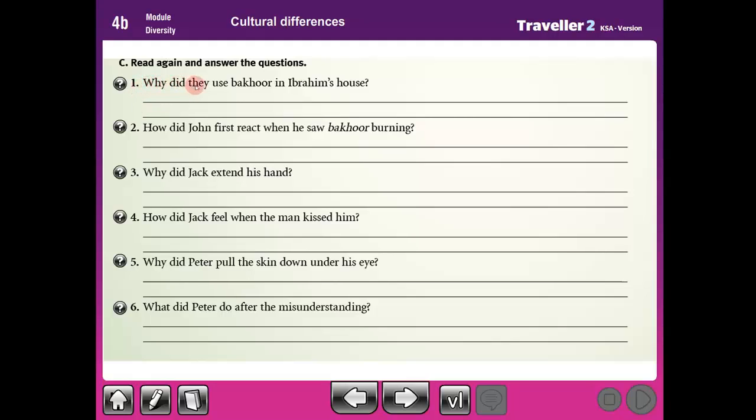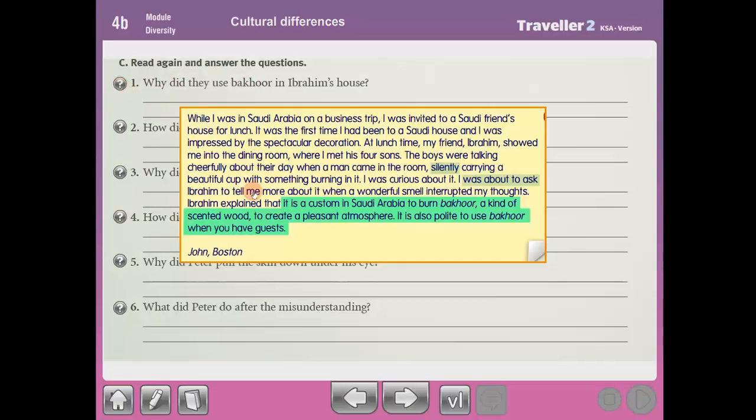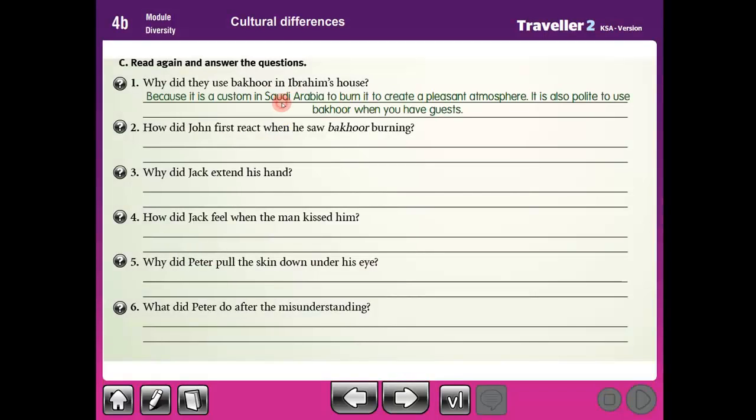Number 1. Why did they use bakur in Ibrahim's house? Bakur يعني البخور يا شباب. Yes? This answer is in this part of the text. You can answer from here. Yes, who can do it? Well done. This is the answer, because it's a custom in Saudi Arabia to burn it to create a pleasant atmosphere. It's also polite to use bakur when you have guests.